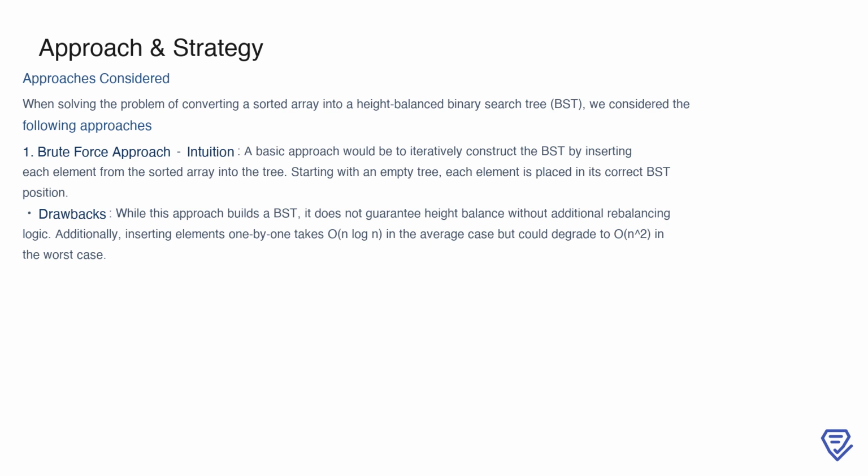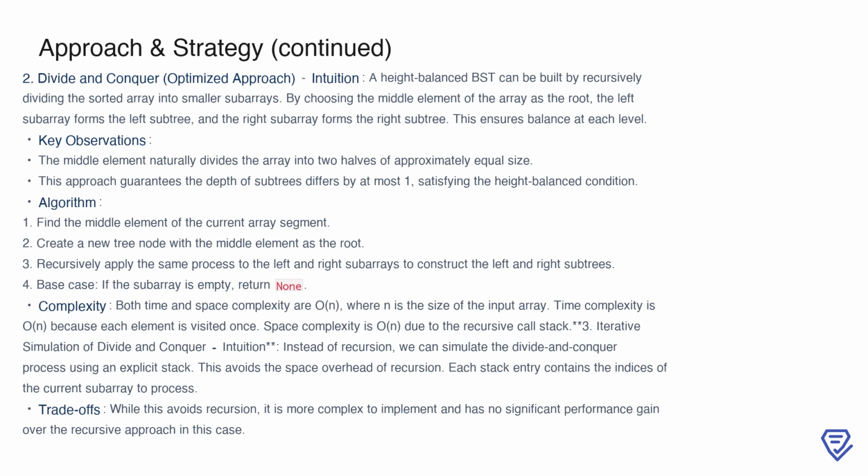Second, the time complexity of this approach is not optimal. In the average case, inserting elements individually takes O(log n), but in the worst case, such as when the tree becomes skewed, the complexity can degrade to O(n squared). These limitations make the brute force approach less suitable for this problem. A more efficient approach is the divide and conquer strategy. The key idea here is to leverage the sorted property of the array to build a height-balanced binary search tree recursively.